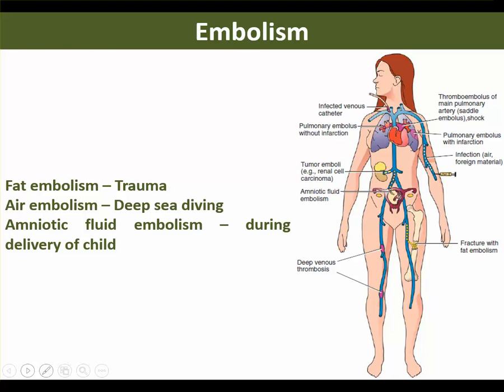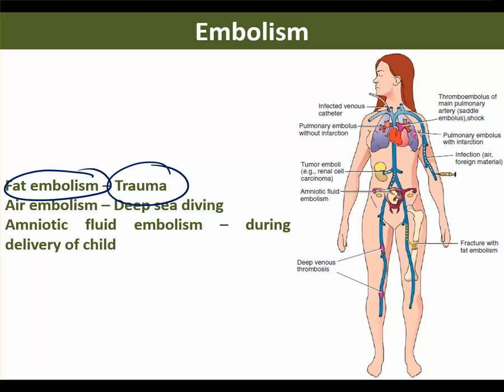Okay, there are other types of embolism. When a person has an accident and a long bone, you all know long bone, for example the leg bone, gets fractured, inside the bone we have marrow. Marrow has fat. That fat can enter the circulation and block the lung, the pulmonary vessels. So that is called fat embolism.